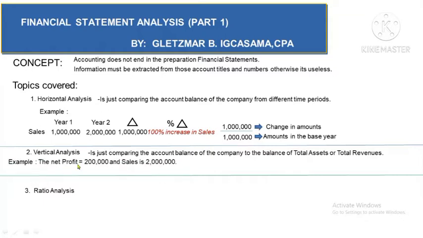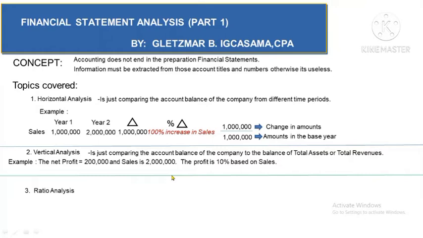Let's have an example. Your net profit is 200,000 and the sales is 2 million. Of course, you're going to compare the net profit with sales, not with assets, because net profit is found on the income statement. So when you compare those amounts, then you can say that the net profit is 10% based on sales. But if you wanted to sound intelligent, you can say that the net profit margin is 10%.